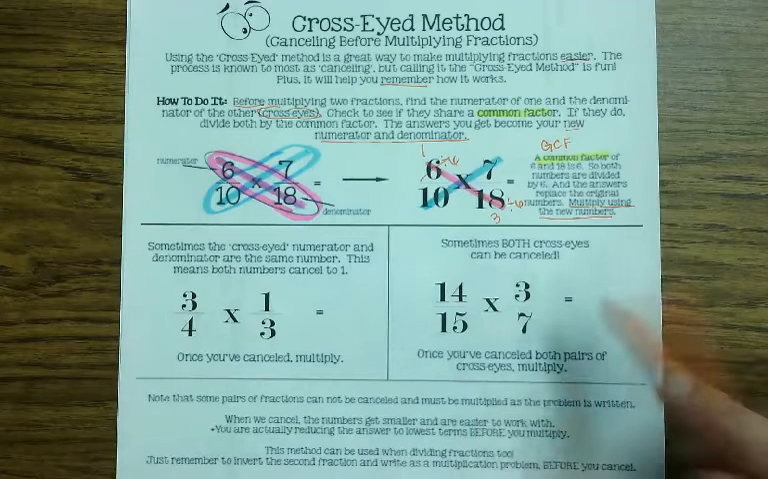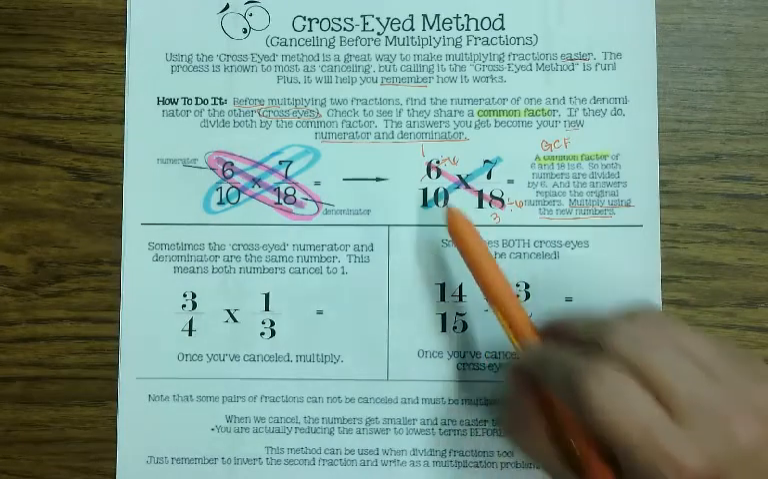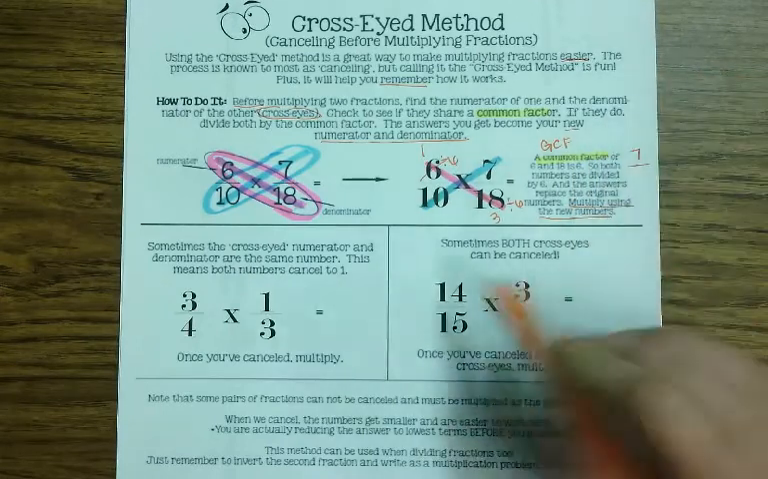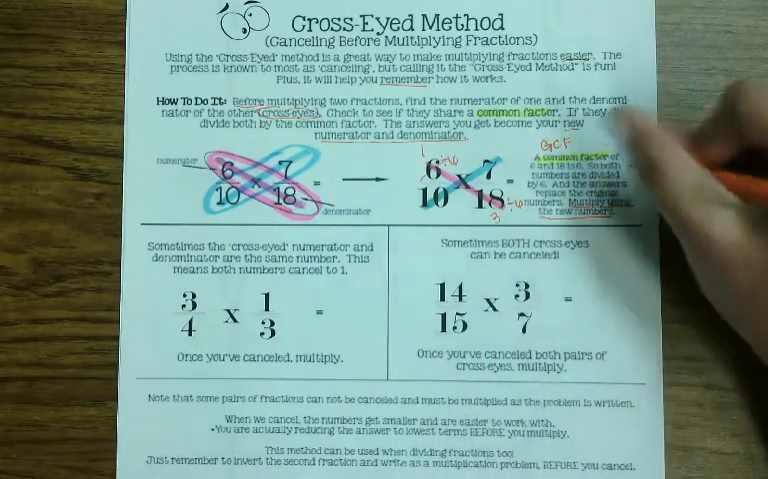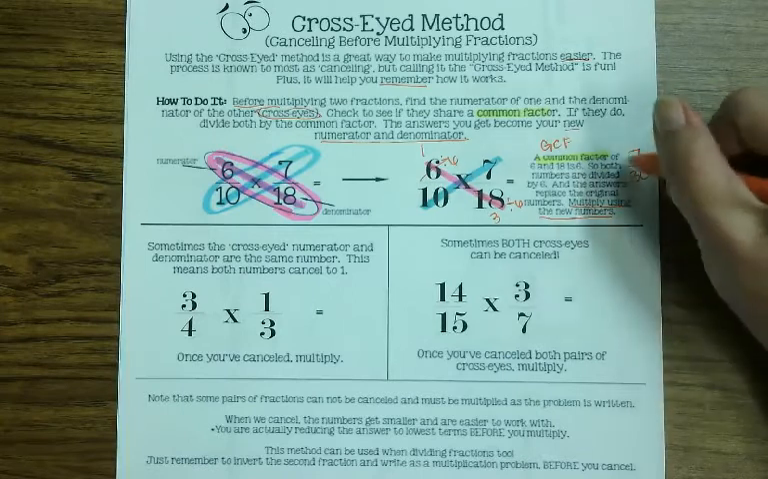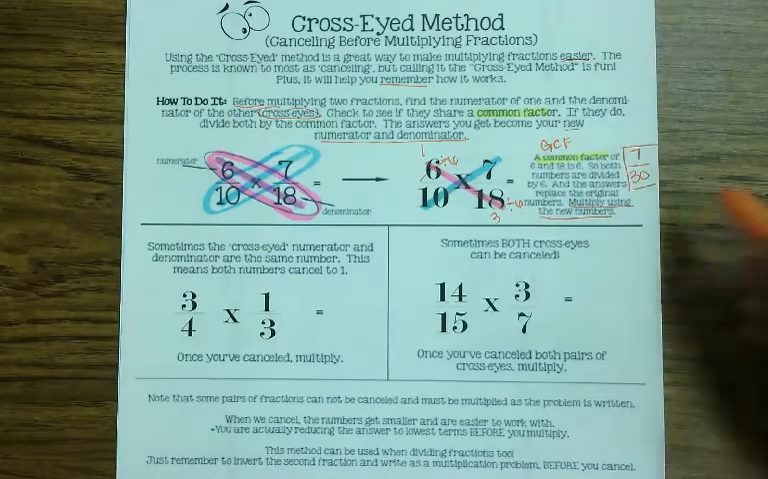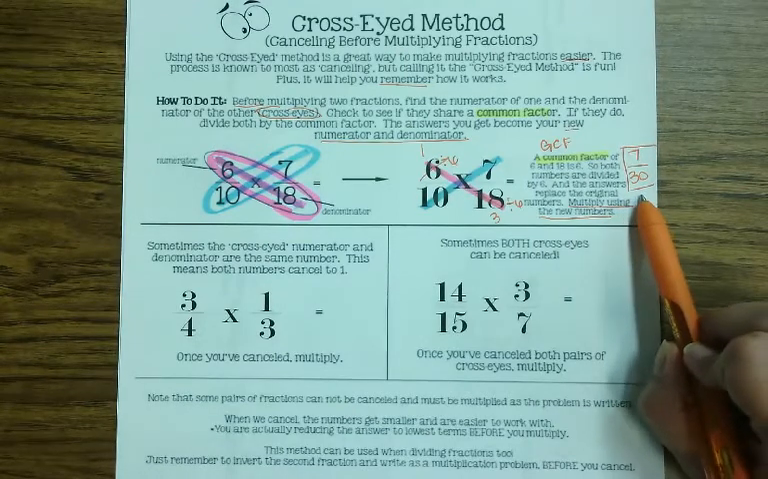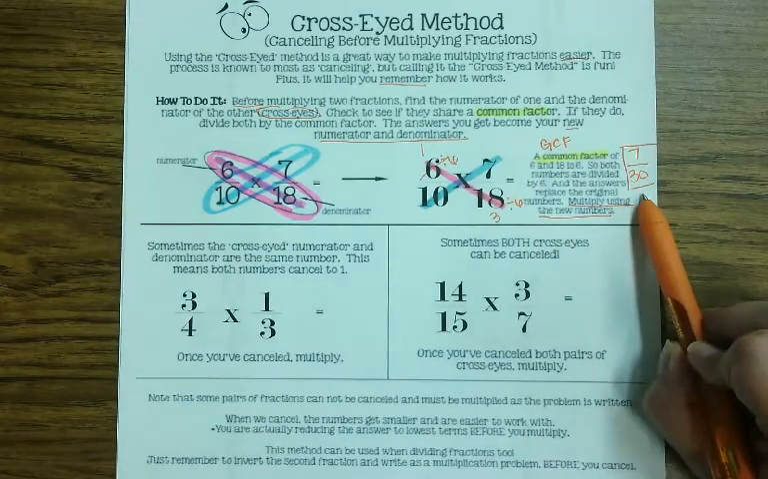So now when I multiply, and remember we multiply fractions straight across, 1 times 7 gives me 7, and 10 times 3 gives me 30. And this is my final answer because doing cross-canceling makes sure that my final product is already simplified. So this would be the final answer.